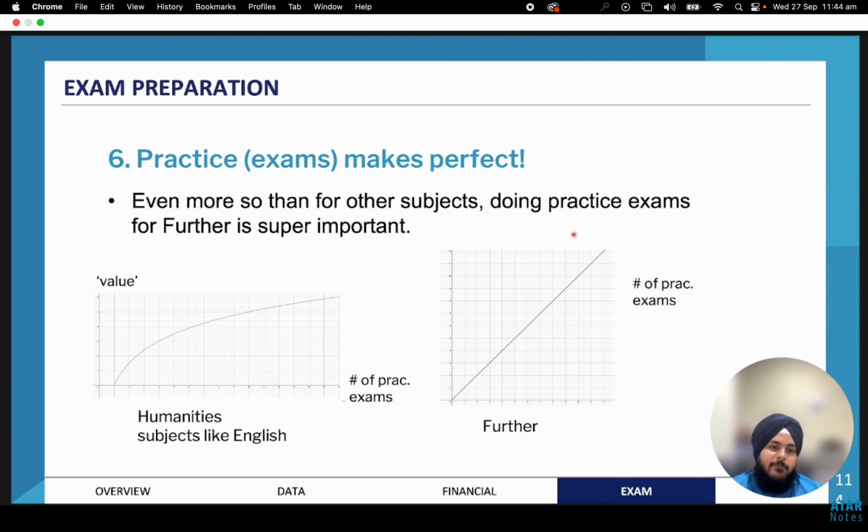But practice exams make perfect. So start doing practice exams as soon as you can, because they are really going to improve your overall performance. For subjects like humanities, the value of practice exams actually decreases over time. So if you're doing thousands of English exams, the value that you're going to get out of these exams is probably going to decrease over time. Whereas for Further, it increases as you go along. Well, for most people it's not always going to increase, but yes, the more exposure that you have to the practice questions and the style of questions, the more familiar you're going to be with the Further Maths exam.